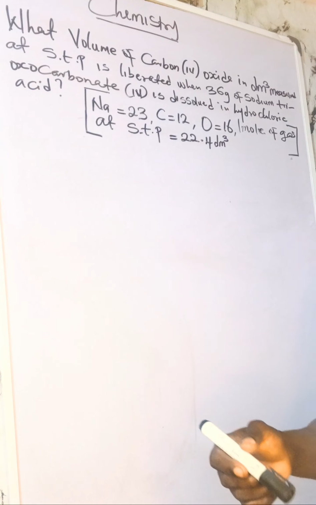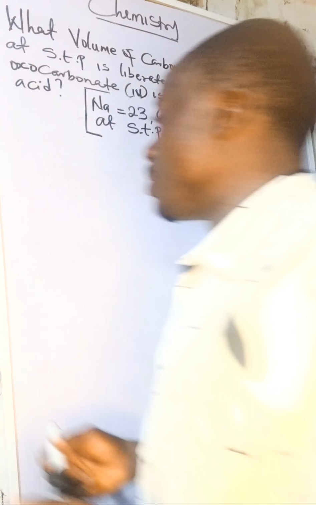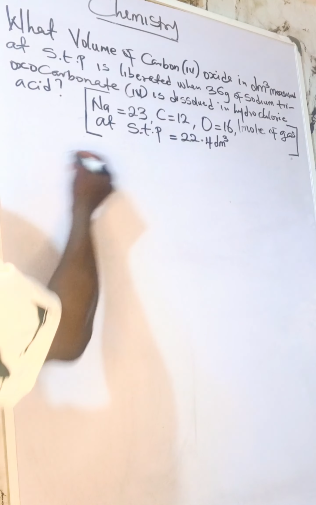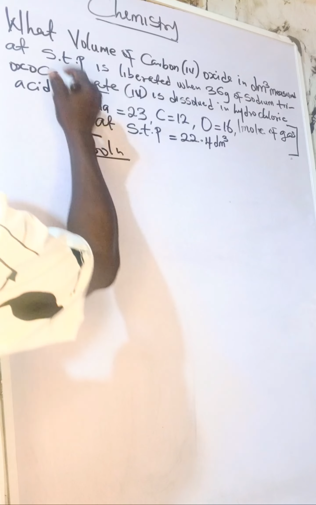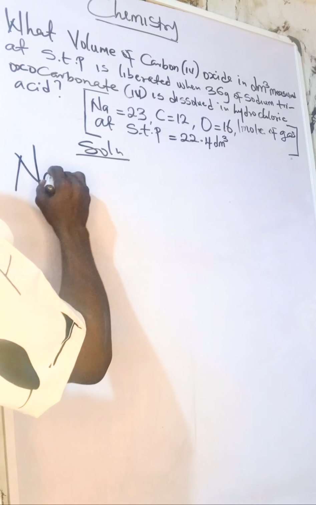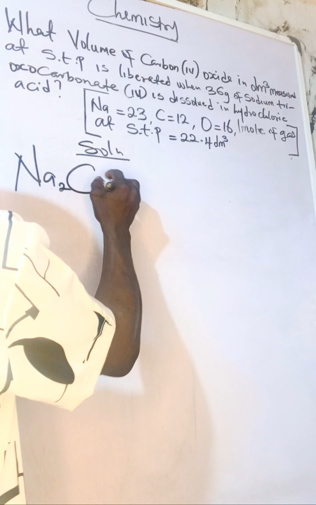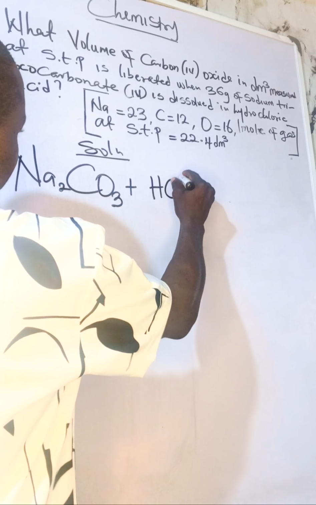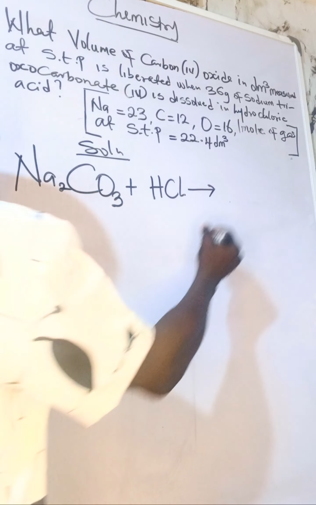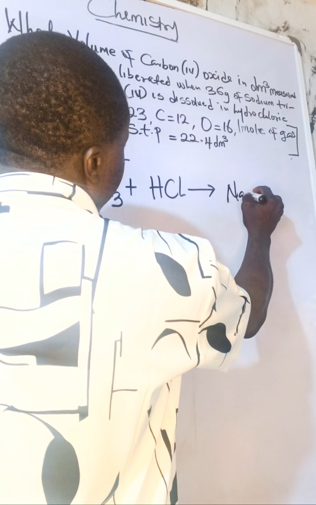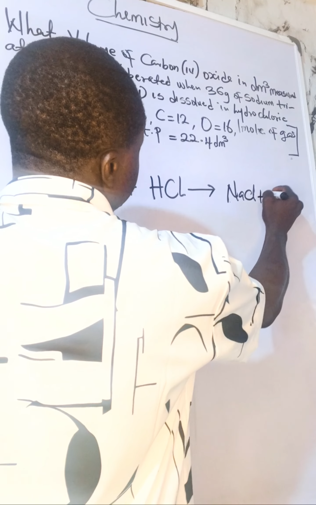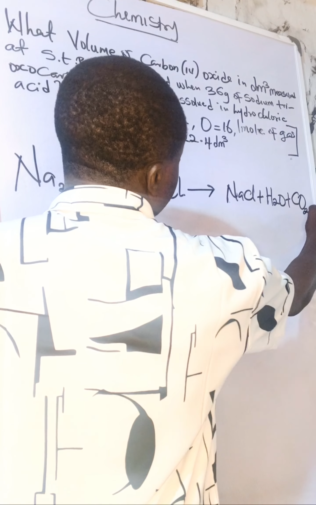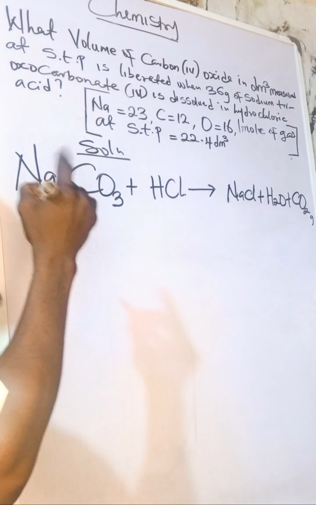Now, for us to solve this, let's write the chemical equation for the reaction and balance it. Solution: sodium trioxocarbonate(IV) reacting with HCl to give us sodium chloride plus H2O then plus CO2. This is gas, the evolution of gas.